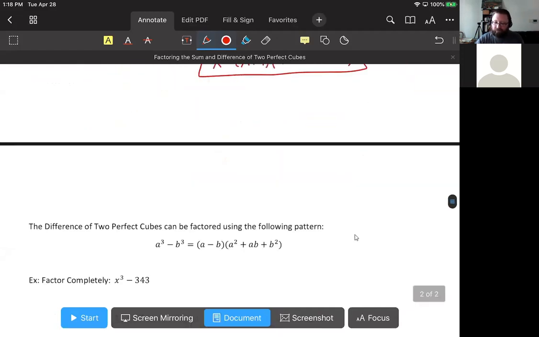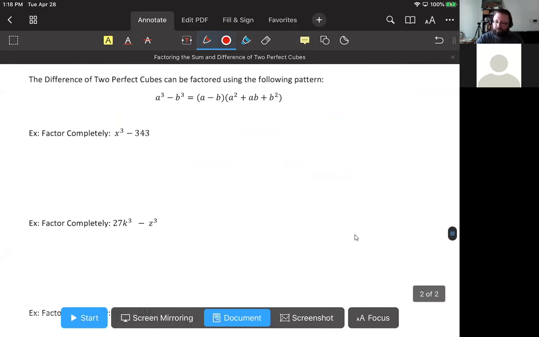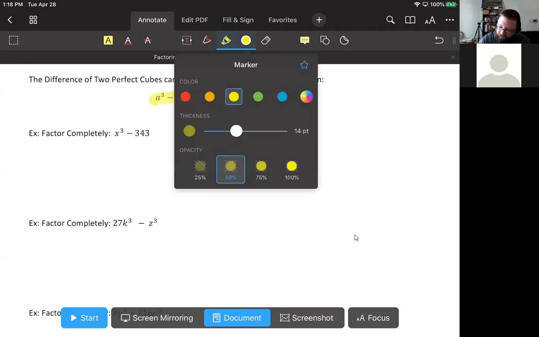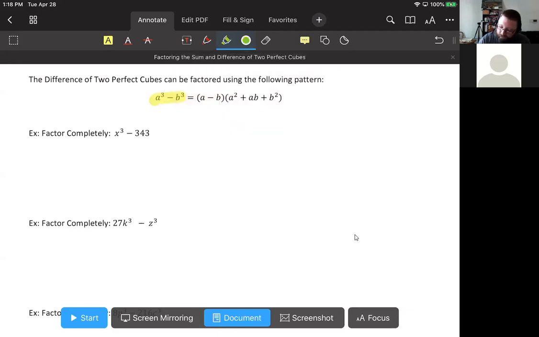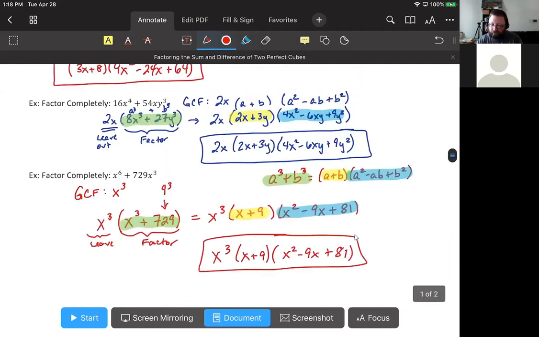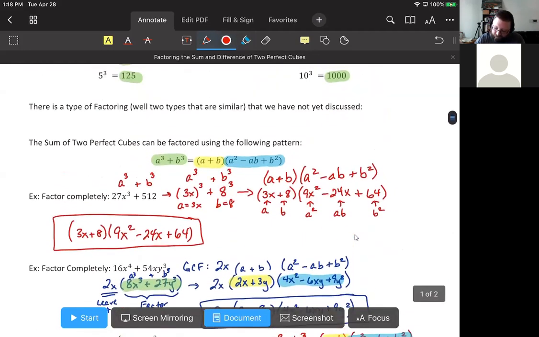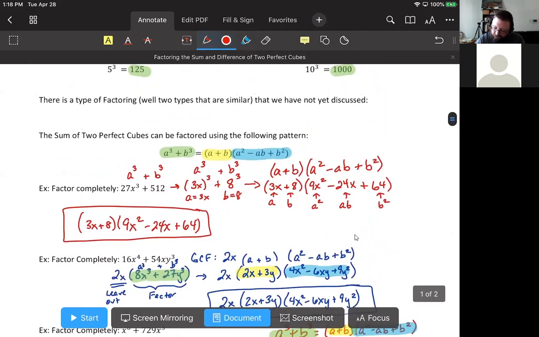Okay, so moving on to difference of two perfect cubes. Same basic idea. If we have a binomial that is in the form a cubed minus b cubed, that will factor into an a minus b binomial and an a squared plus ab plus b squared trinomial. Okay? Now notice how close that is to the other rule. It's only a couple of sign differences. This sign and this sign have changed. Okay?